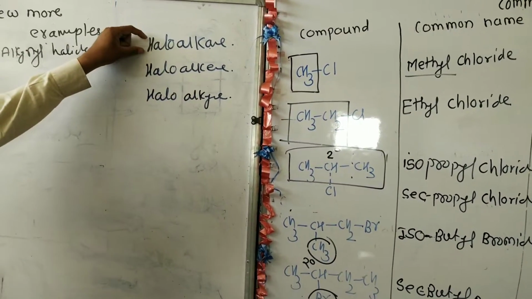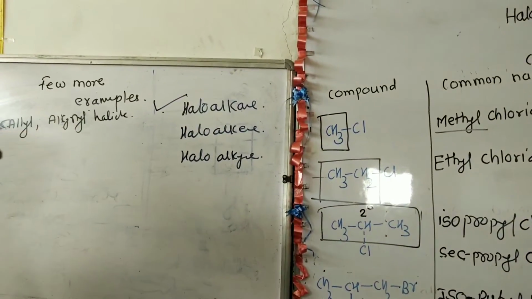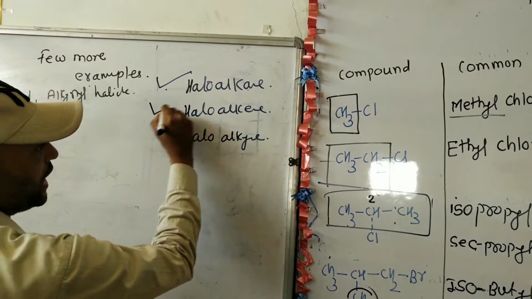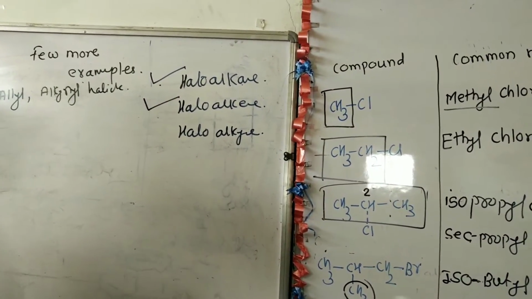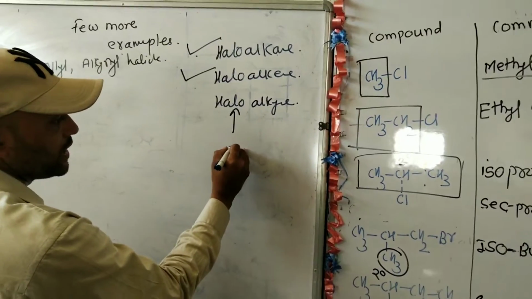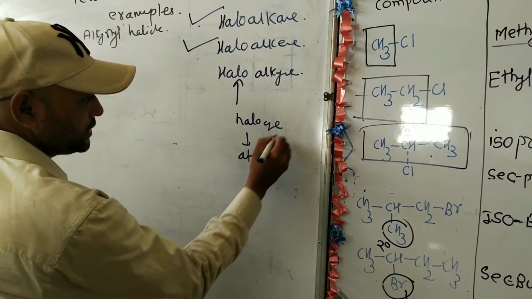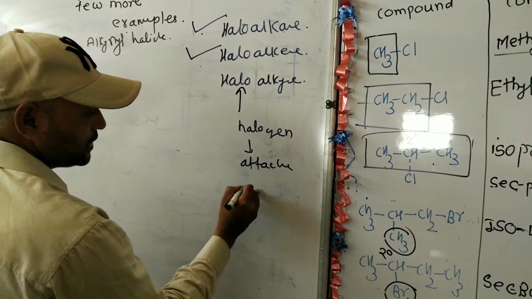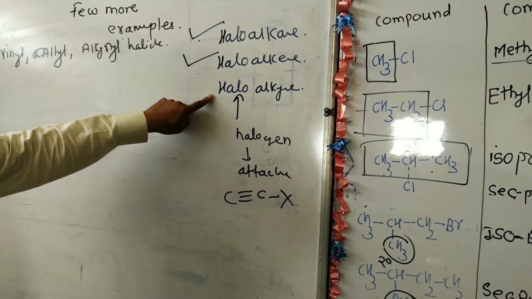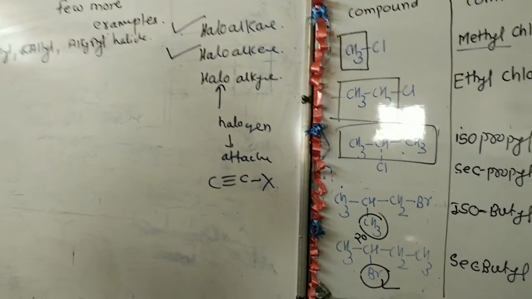So what is important here? Alkyl halide is called haloalkane, vinyl halide or allyl halide is called haloalkene, and haloalkynes are the compounds in which halogen is attached to triply bonded carbon. So look at the IUPAC name of the given compound.